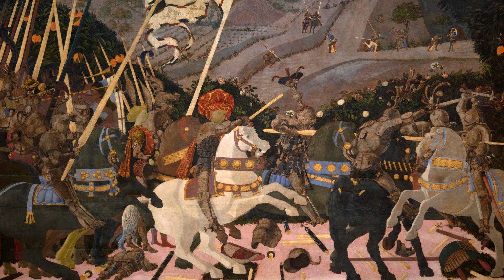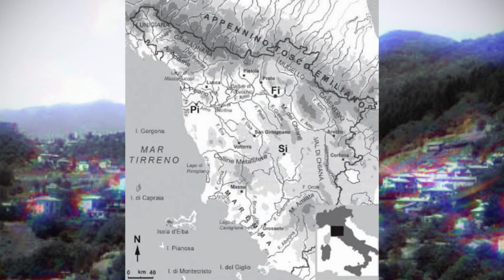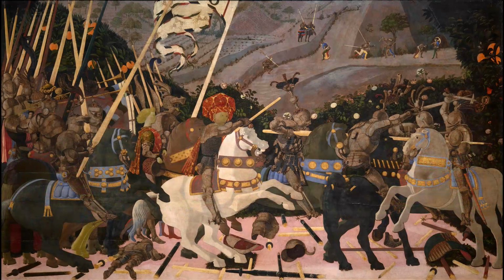Uccello was not painting war as a reporter. This panel was created years after the Battle of San Romano, which took place in 1432, and it seems more interested in celebrating Florence than in showing the confusion of actual combat. The victory becomes elegant, controlled, almost courtly. The broken lances help turn the battlefield into a display of order. Florence does not simply win. Florence imposes structure on chaos.